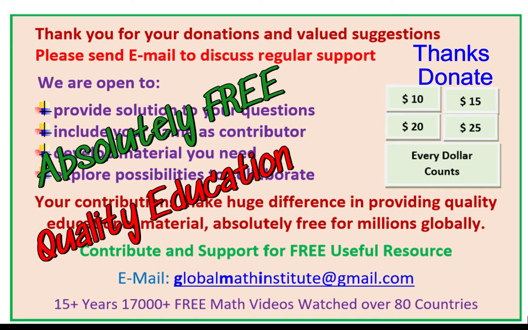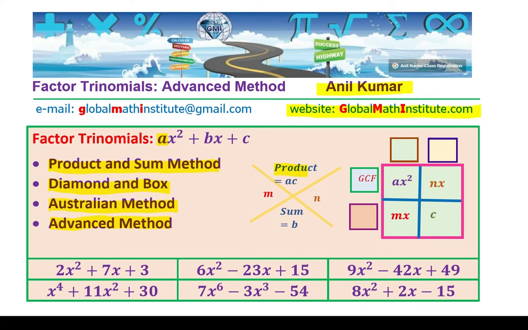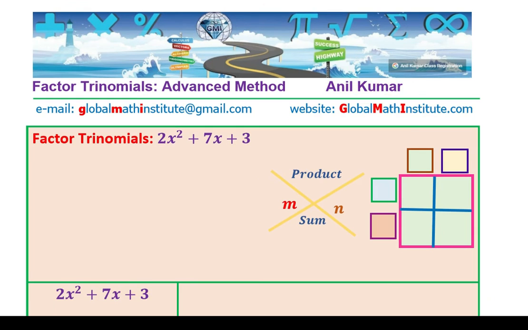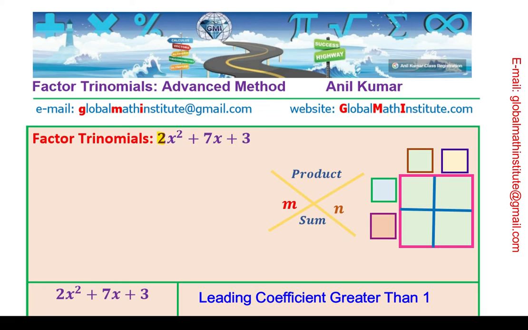Now, let's look into these techniques one by one. Here you see, we have this product and sum method, and we also have the box method, diamond box method. Let's take up an example. These six are the examples which we are going to take one by one and also discuss all the four techniques with the help of these examples. So the very first question here is 2x squared plus 7x plus 3. So as you can see, the leading coefficient is actually greater than 1. Okay, so now let's see how do we work with it.